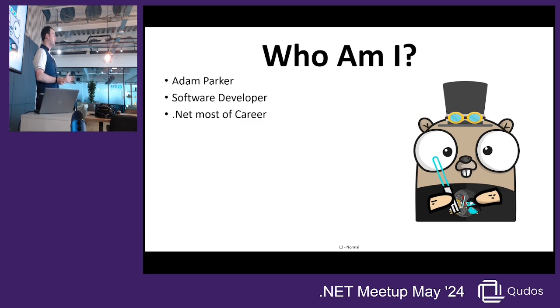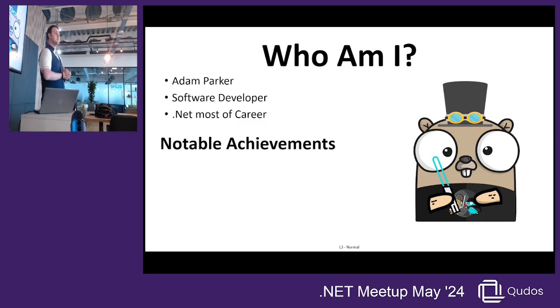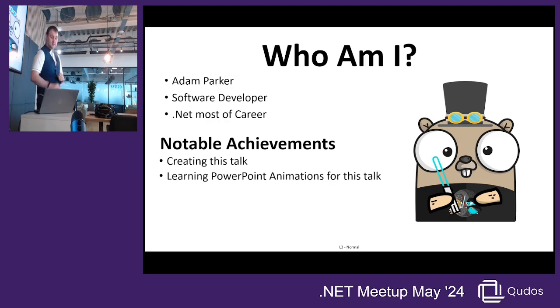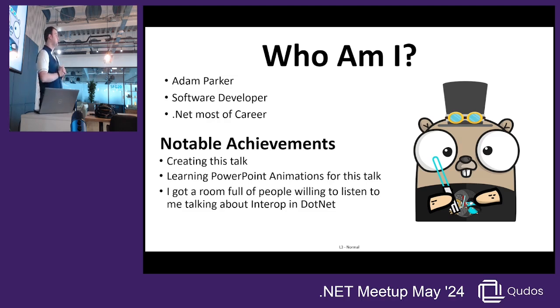So my name's Adam Parker. I'm a software developer. I've been doing .NET for, I'd probably say, most of my career. Obviously, I've dabbled in other languages for different bits of work, but mostly .NET. You'll probably see me online a lot as a little gopher icon thing here. But my notable achievements, unlike a previous speaker who's a Microsoft MVP, I got creating this talk. I've got learning PowerPoint animations for this, and also I've got a room full of people who are willing to listen to me talking about .NET Interop, which I think is quite an achievement.